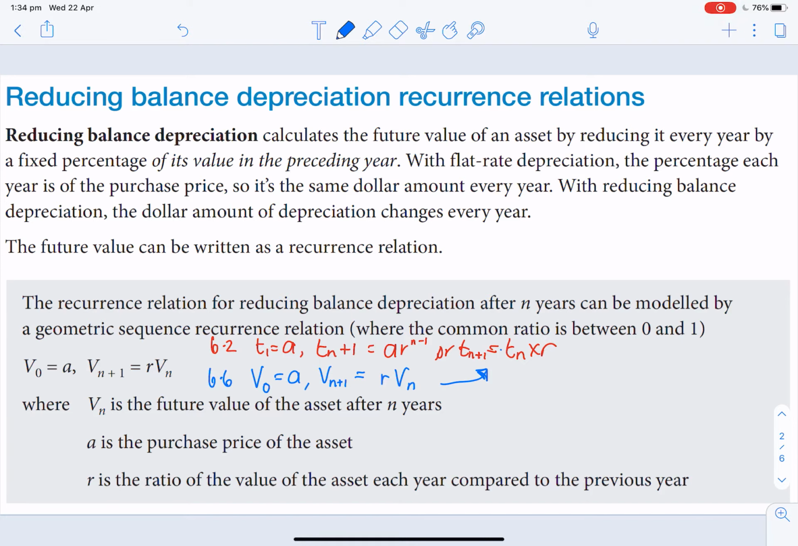V of n is the future value of the asset after n years. Same as arithmetic, we're not changing that. V of n means how much is it worth? A is the purchase price. Again, we haven't changed that from arithmetic. And R is the ratio of the value of the asset each year compared to the previous year.